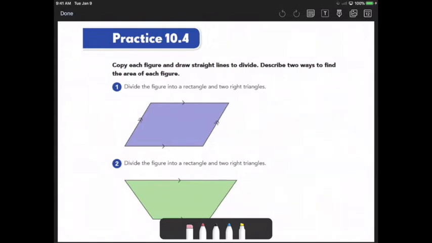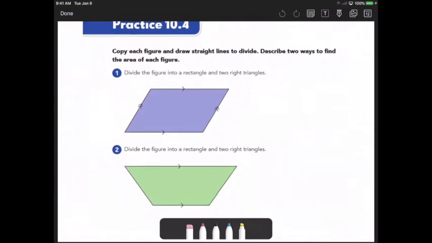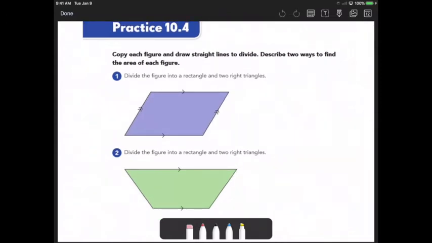It says copy each figure and draw straight lines to divide. Number one is divide the figure into a rectangle and two right triangles. And the second one says divide the figure into a rectangle and two right triangles. So I'd like you to pause and try to do that. If you want, you could just trace it with your finger on your screen too. Whatever's easiest for you.